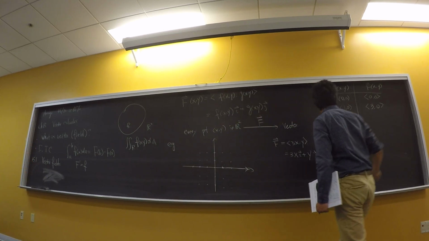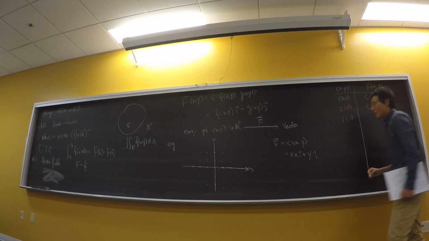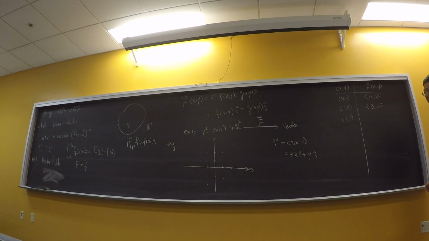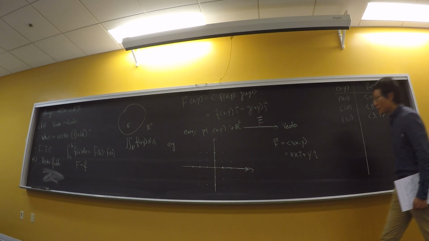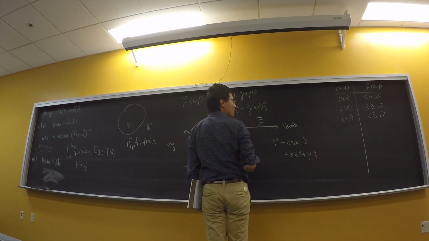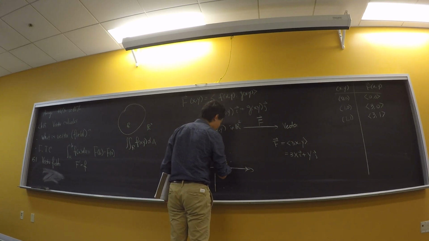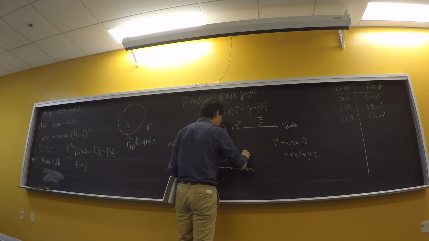If I have, say, 1, 1, what is the vector we have? It's going to be 3 and 1. At this point, I'm supposed to have a vector pointing to 3 and 1. So basically, I'm supposed to have 3 here, 1 here. So this is the vector I have.